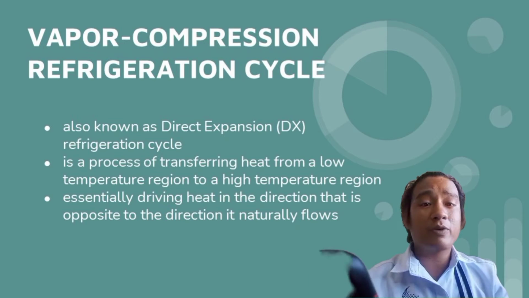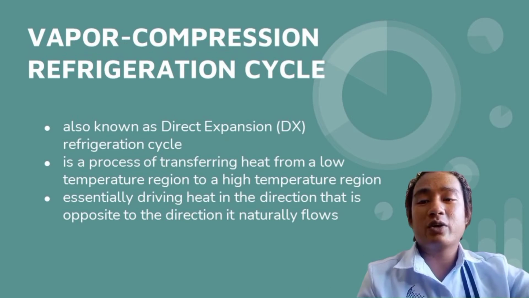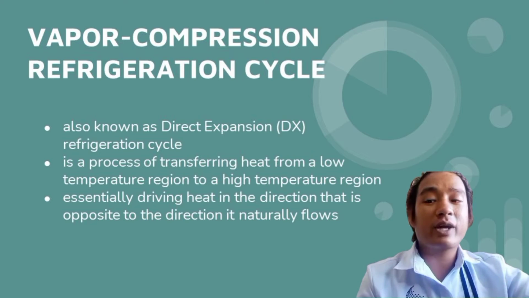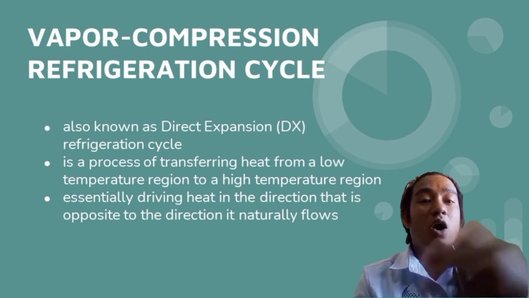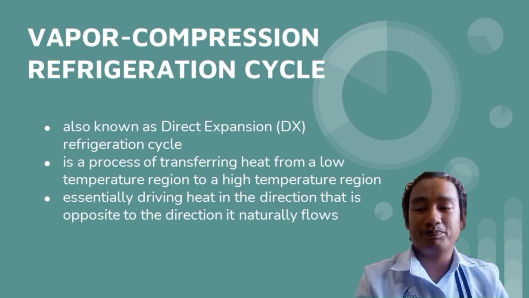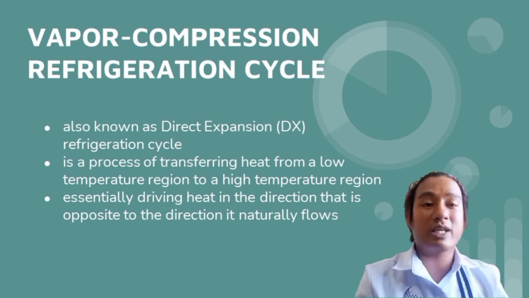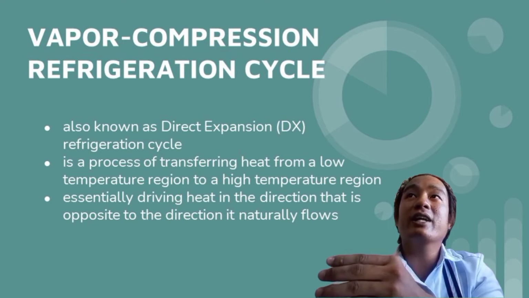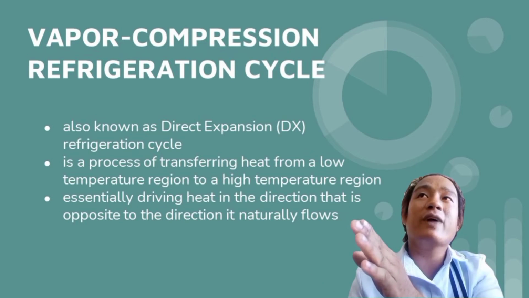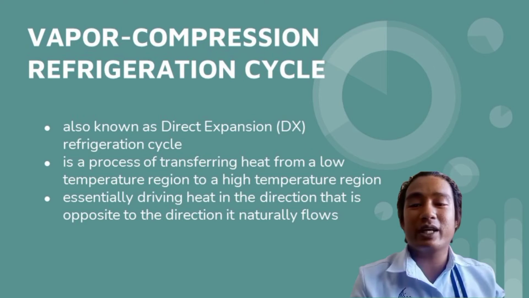So let's talk about the vapor compression refrigeration cycle. It is also known as the direct expansion, DX, refrigeration cycle. It's the method of transferring heat from a low temperature region to a high temperature region, essentially driving heat in a direction that is opposite to its natural flow. In this process, the refrigeration or cooling segment of a building or air conditioning system absorbs heat from within the building and transfers it to the outside. So, from inside the building, the heat will travel through the fan and will be released outside the building.